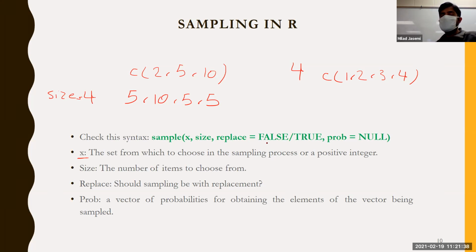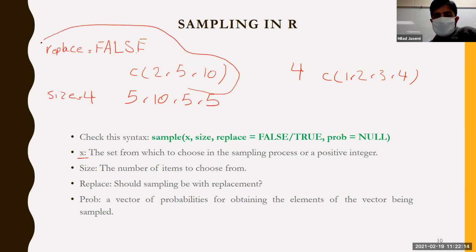What would happen if, and it is the next one, replace equals false or true. When replace is false, it means as soon as you get an item out of a set, it is not available anymore in the set. But if replacement is true, it's possible that you can take 5, 10 times from that. So what happens if I have these things and size is 4 and replace is false? What happens if I give R such a command?